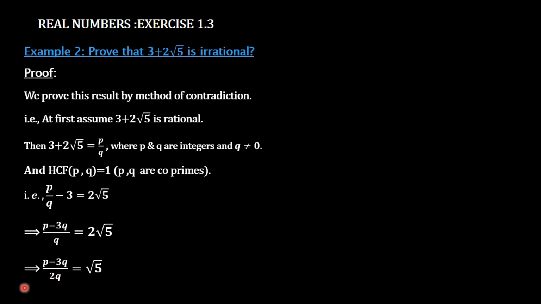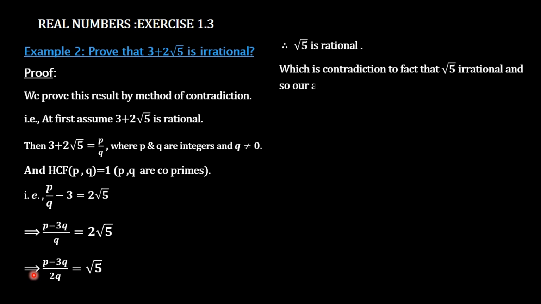Then what next? Hence, root 5 seems to be a rational number, or we proved root 5 is rational. So our assumption is wrong. We get something wrong here, that root 5 is rational. Why did we get that? Because our assumption is wrong; we are moving in the wrong path. This is a contradiction to the fact that root 5 is an irrational number, and so our assumption is wrong.